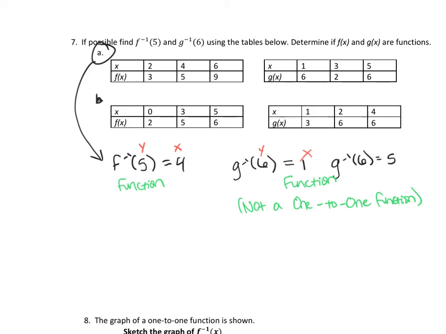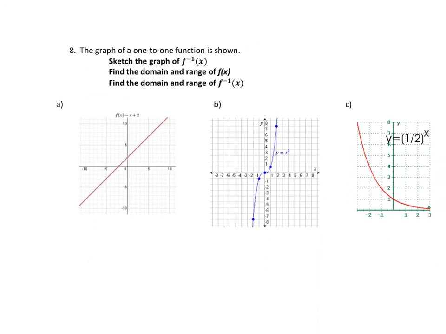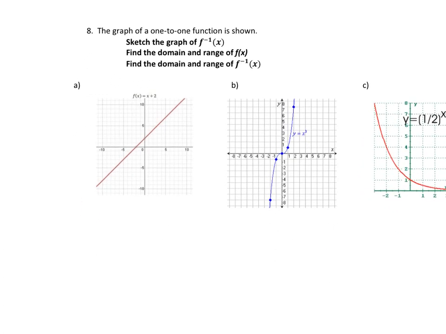I know this has been a long video. Thank you for sticking around. One more problem. I want to look at a graph. So if we go down to problem number 8, I just want to take a look at problem A, and that's it. So we're going to graph one-to-one functions. And first it says sketch the graph of f inverse. So if this is my graph right here, and I want this to be reflected over the line y is equal to x, it has to be reflected over this line.